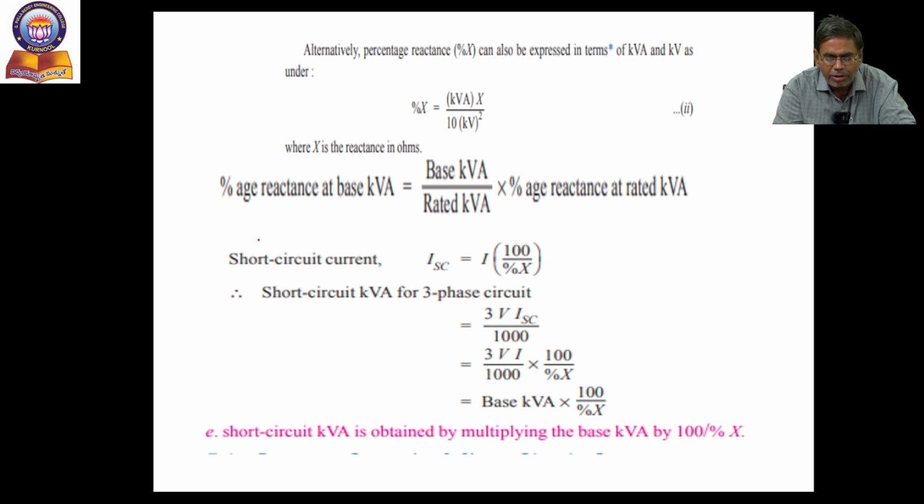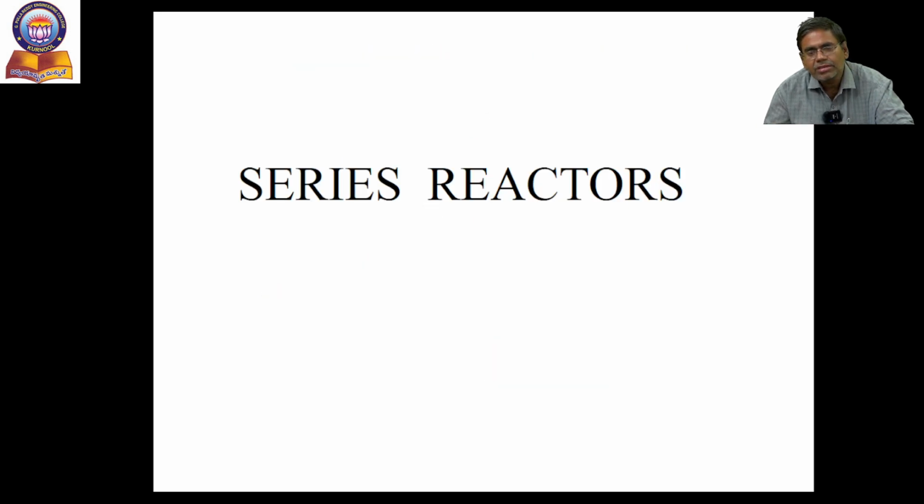Then one more important formula: percentage reactance at base kVA is equal to base kVA divided by rated kVA into percentage reactance at rated kVA. Short circuit current is equal to I into 100 divided by percentage reactance. These are the formulas.